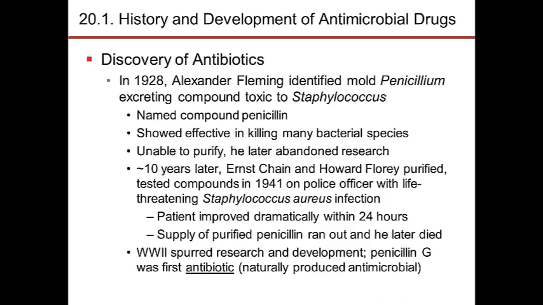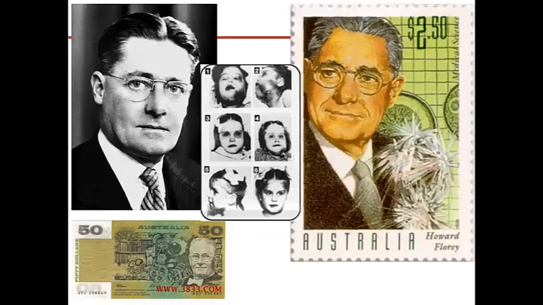Alexander Fleming identified that a mold he accidentally found growing in a petri dish upon his return from a holiday had antibiotic properties. Penicillin was originally described as an excreted fungal compound that was toxic to the gram-positive pathogen Staphylococcus aureus. This is Howard Florey, an Australian. He is responsible for the purification and mass use of the penicillin that Fleming discovered.